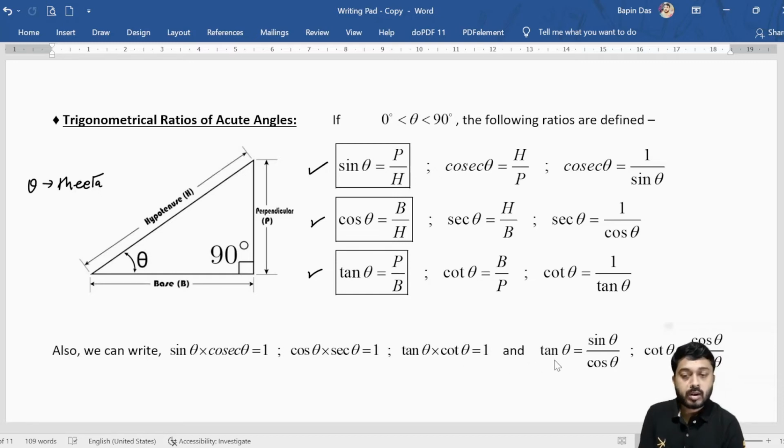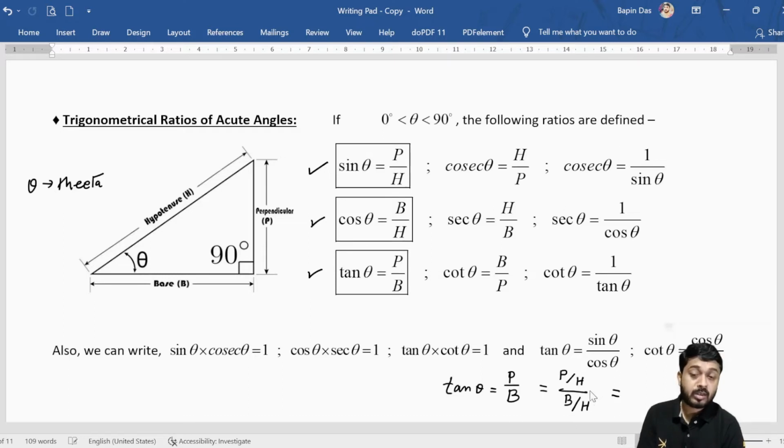See, I'm showing you how this thing is coming. Tan theta, what is tan theta? Tan theta is equal to perpendicular by base. Am I able to write it in this way? Perpendicular by hypotenuse, whole divided by base by hypotenuse. Of course I can, because h and h cancel each other from the upper and lower side, right? So this literally becomes equal to perpendicular by base.